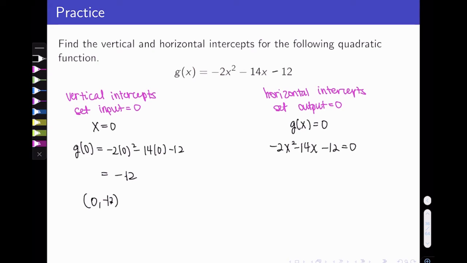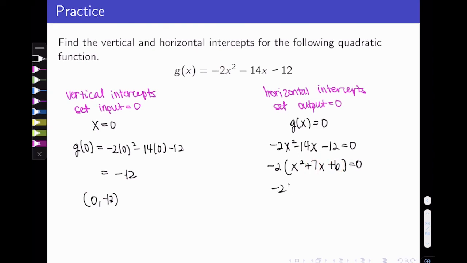Notice that all three terms have a common factor of negative 2, and if we factor that out, we're left with x squared plus 7x plus 6 equals 0. Our goal to factor the trinomial is to find two numbers that multiply to be positive 6 and add to be positive 7. Those would be positive 6 and positive 1.